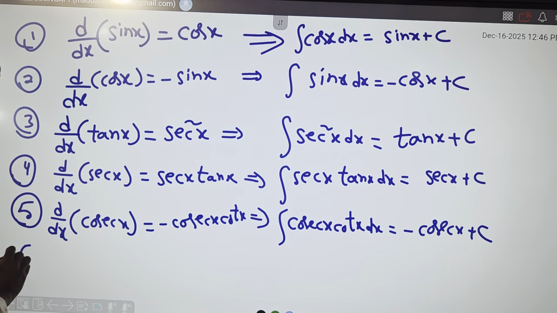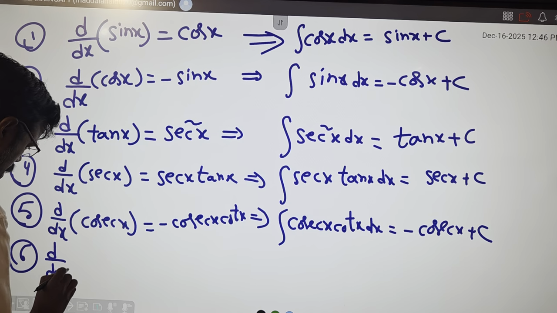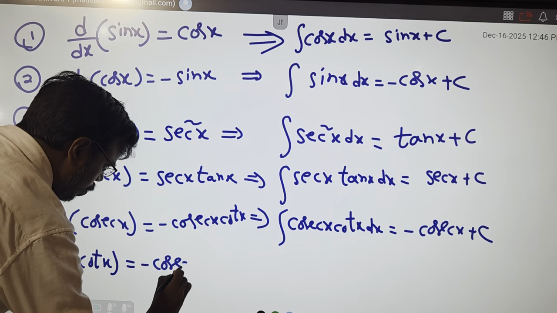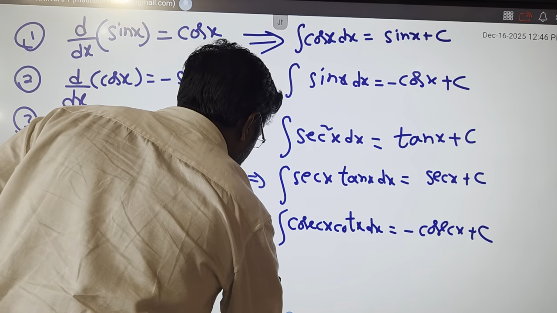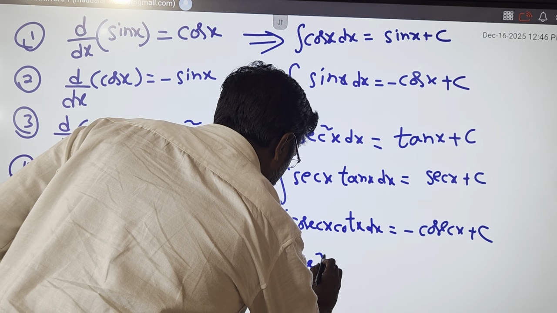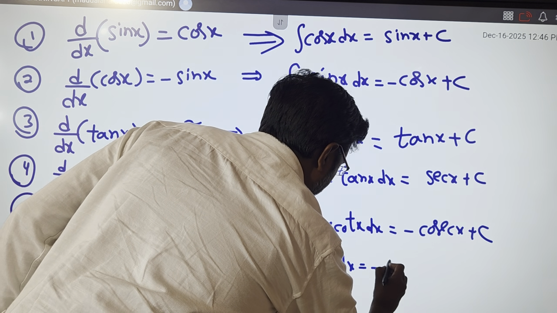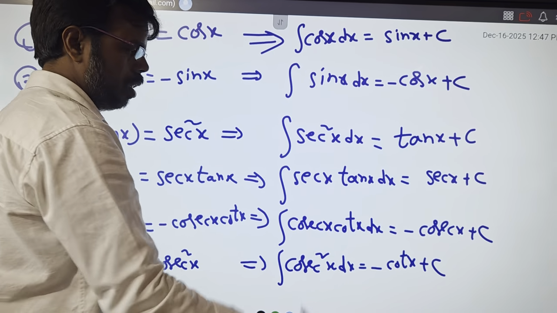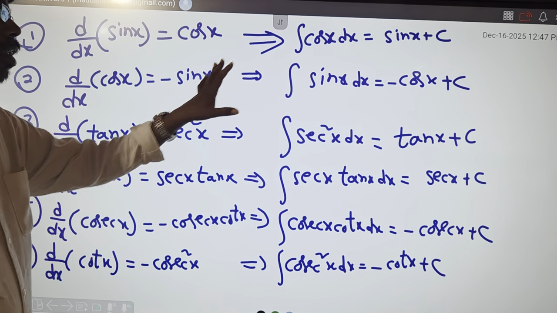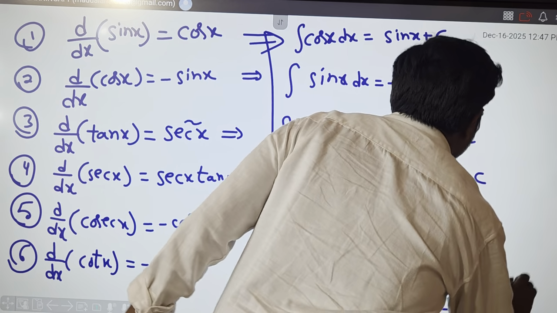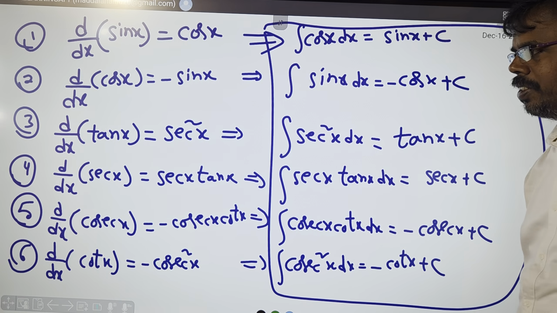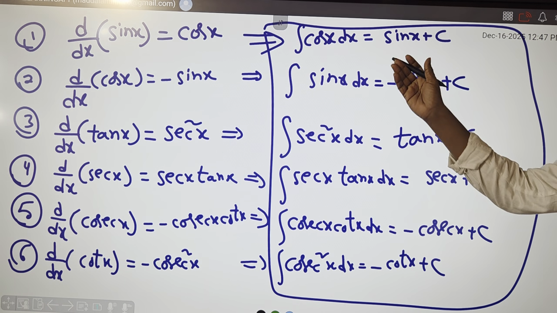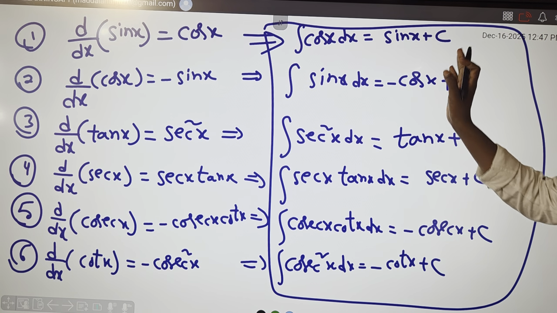In sixth, d by dx of cot x equal to minus cosecant square x. From this, integral cosecant square x dx equal to what? Minus cot x plus c. We can observe the minus sign here for cosecant x cot x and cosecant square x. These are the integration formulas we can apply. We need not always write how it is derived: integration is nothing but the antiderivative of differentiation, so we derive the direct formulas from that.